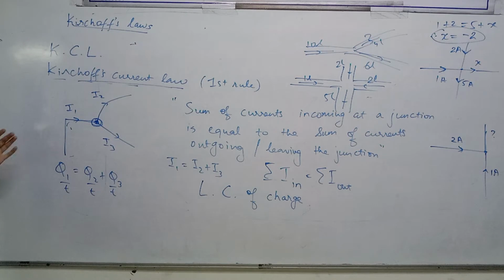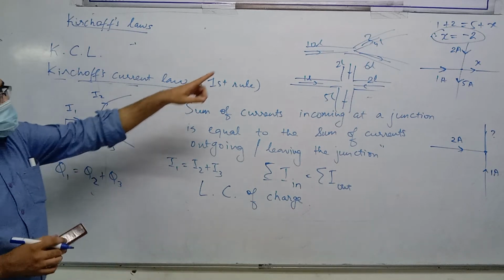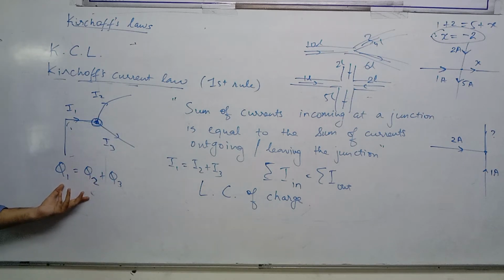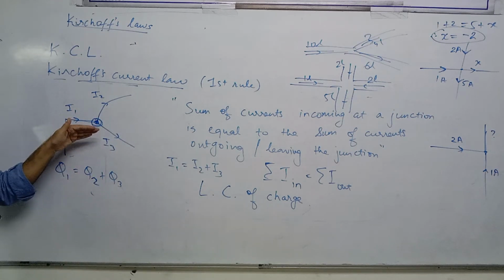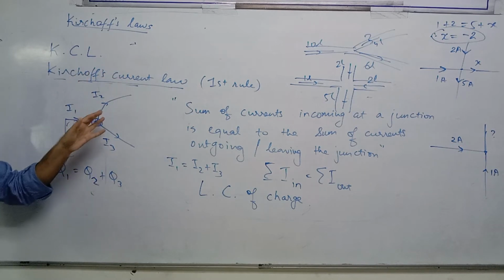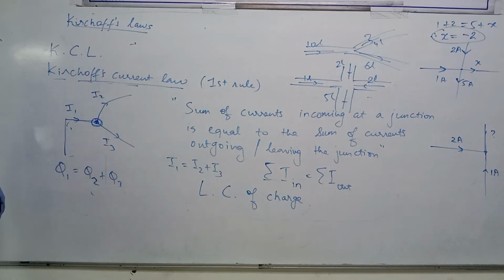So this is the first rule. Like I said, we can use the first rule not just for current but also for charges: if charge Q1 flows in, charge Q2 goes out, Q3 goes out, then Q1 will be equal to Q2 plus Q3.